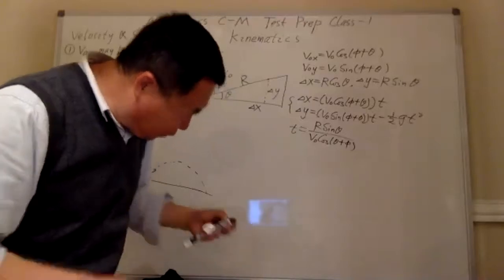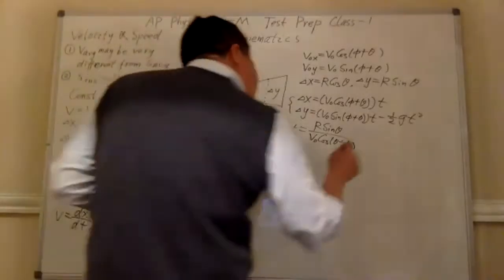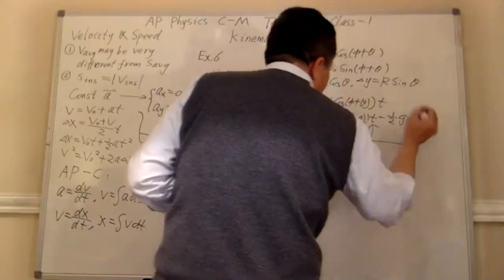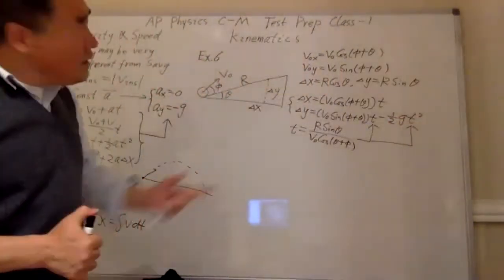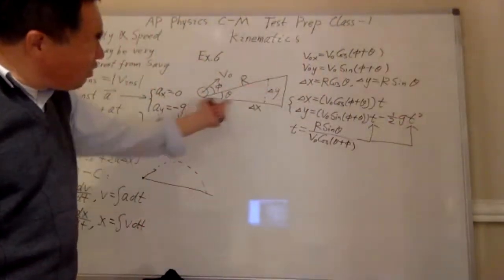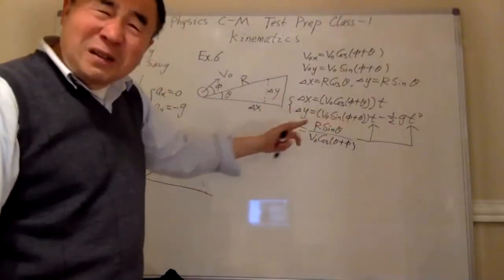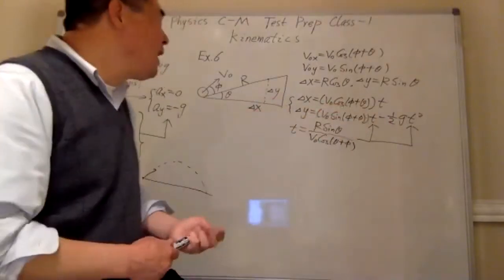Then what do I do? I substitute this t into here. That needs some calculation. This is basically the most complicated part. They never really ask you to do that, but they may have some concepts related to it.